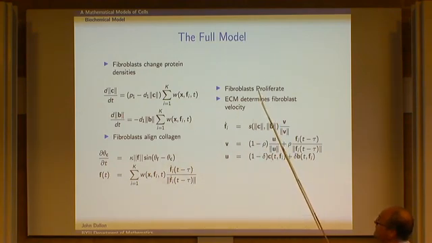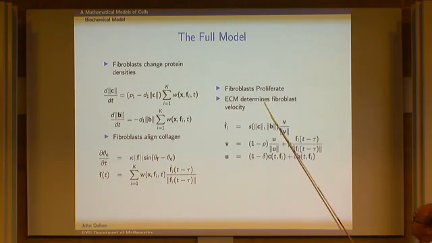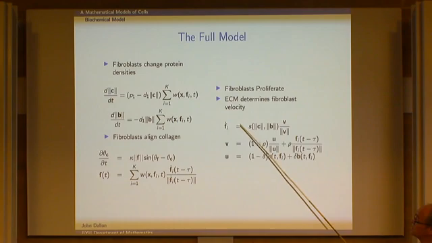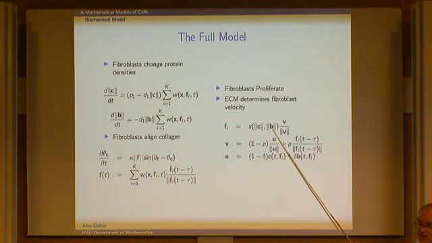Fibroblasts are allowed to proliferate, and then the extracellular matrix determines the velocity of the cell. In this case, it will determine not only the speed, because cells move more slowly if they're in very dense collagen. If they're in collagen which isn't dense enough, it's sort of a bimodal thing. If the density of the extracellular matrix is too low, they don't move as well. If it's too high, they don't move as well. So the speed depends upon the density of the collagen as well as the density of the fibrin.